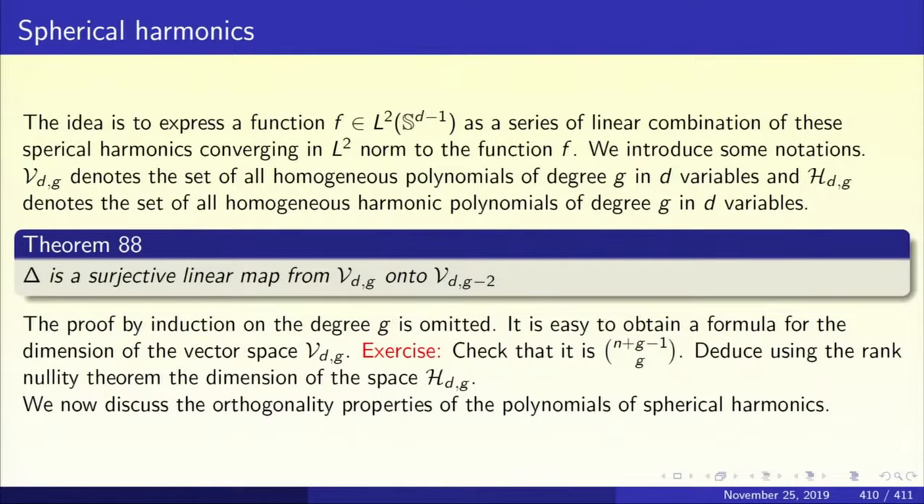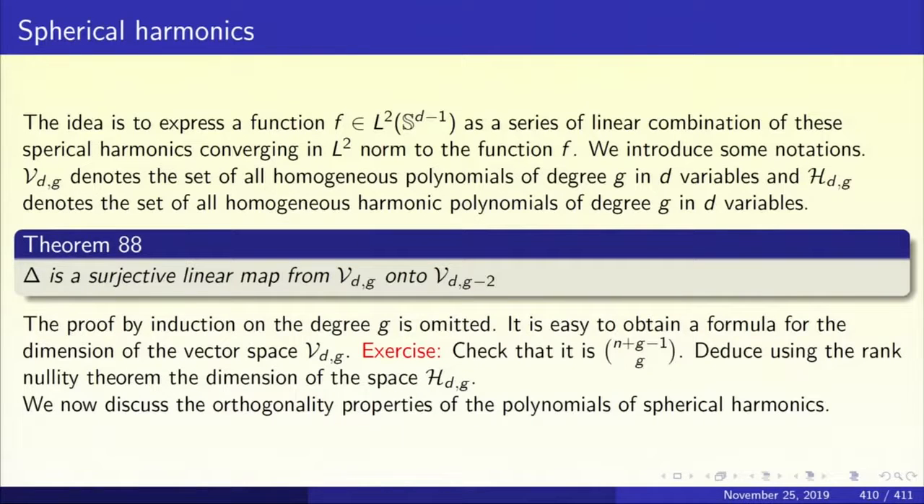This linear transformation turns out to be surjective. The proof is not difficult. You can try it yourself if you wish. So it is a surjective linear transformation. So what is the kernel of this? The kernel of this is exactly H_d^g. The kernel is the set of all homogeneous polynomials of degree g in d variables satisfying Laplace's equation, Laplacian of u equal to 0. In other words, they are harmonic homogeneous polynomials of degree g, elements of H_d^g.